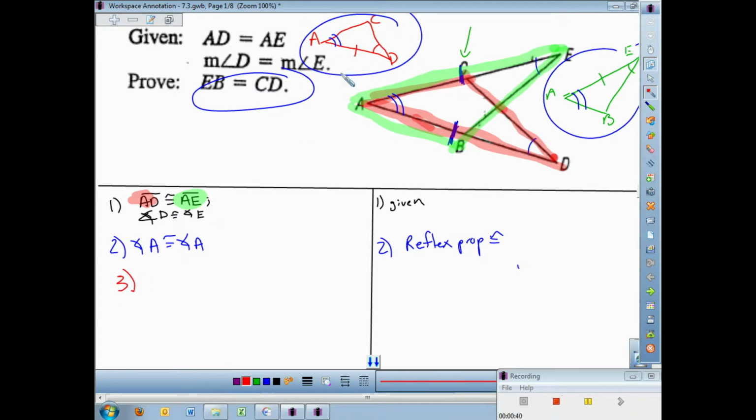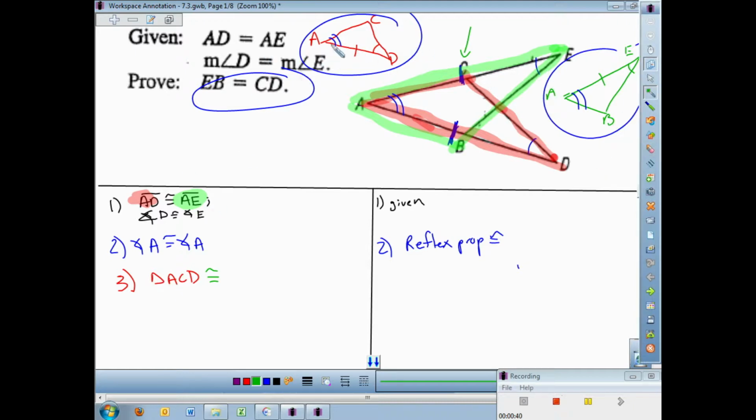Let's name the red one first. What do you want to call it? It doesn't matter what you call this red triangle. Let's call it triangle ACD. But it does matter what you call the second triangle. And triangle ACD is congruent to, now I got to match these up.